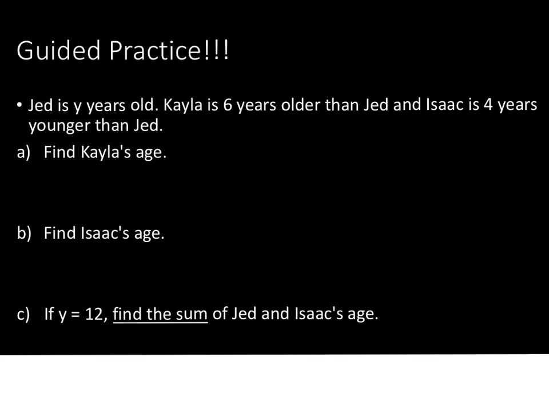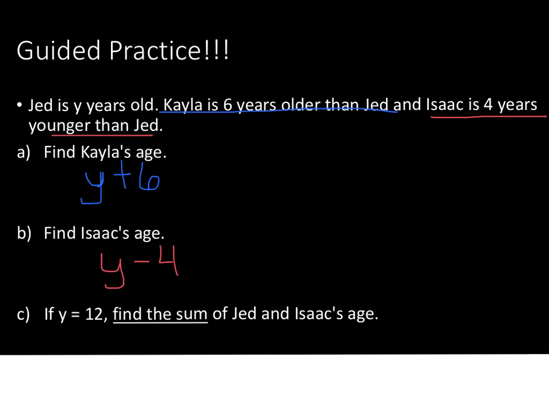So let's go ahead and talk about Kayla's age. We know that Kayla is 6 years older than Jed. So that means that if we take Jed's age, Y, and we add 6, then we've got Kayla's age. Now B says find Isaac's age. Well, we know that Isaac is 4 years younger than Jed. So if we were to take Jed's age, Y, and subtract 4 years, we would have Isaac's age.